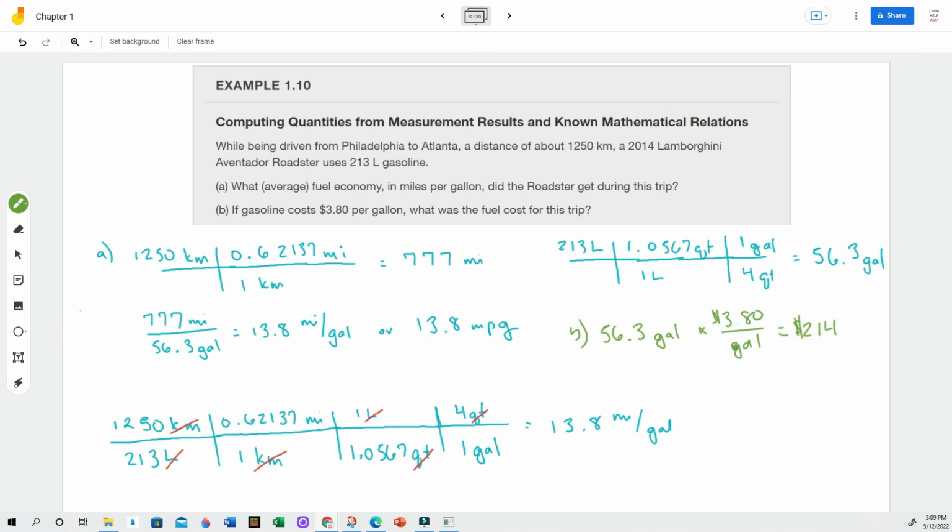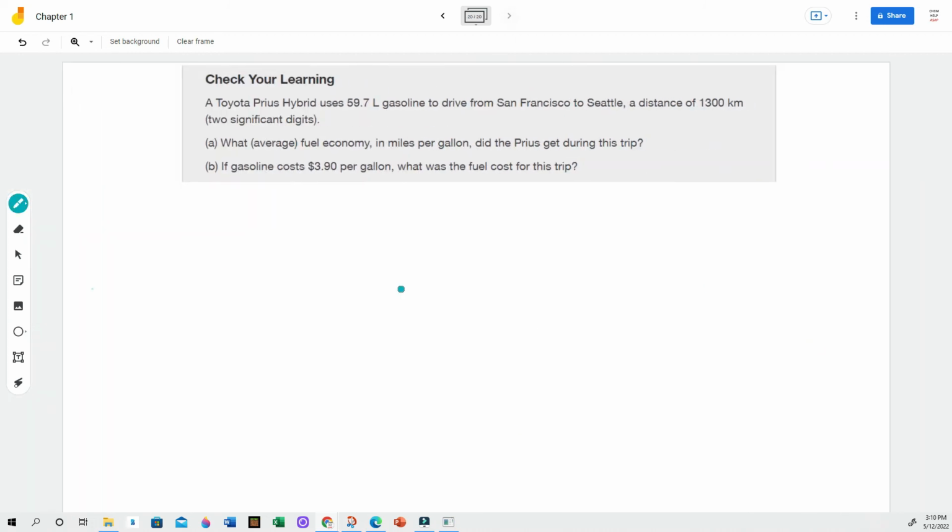$214. So let's check our sig figs. We have 3 sig figs here for our 56.3. This also has 3 sig figs, so you can see my answer does have 3 significant figures. You can also see that my units cancel, my gallons cancel here, which leaves me with dollars in the numerator, which is exactly what I wanted. Now for the check your learning.